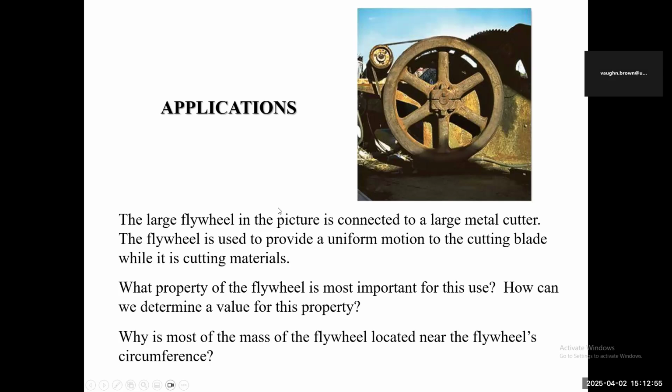So you have this flywheel. The flywheel in the picture is connected to a large metal cutter, the metal cutter up the top. The flywheel is used to provide a uniform motion to the cutting blade while it is cutting the material, right? What property of the flywheel is most important for this use, and how can we determine the value for this property? Anybody want to tell me what's the property? Just think about it. So why is most of the mass of the flywheel located near the flywheel circumference? That's another question. Torque. Torque.